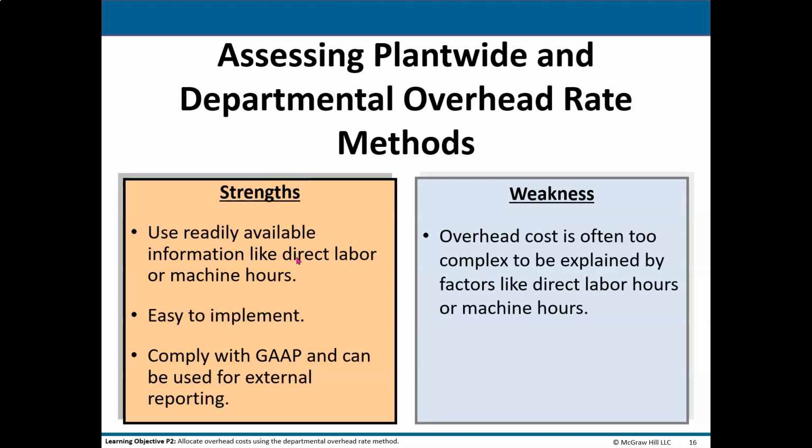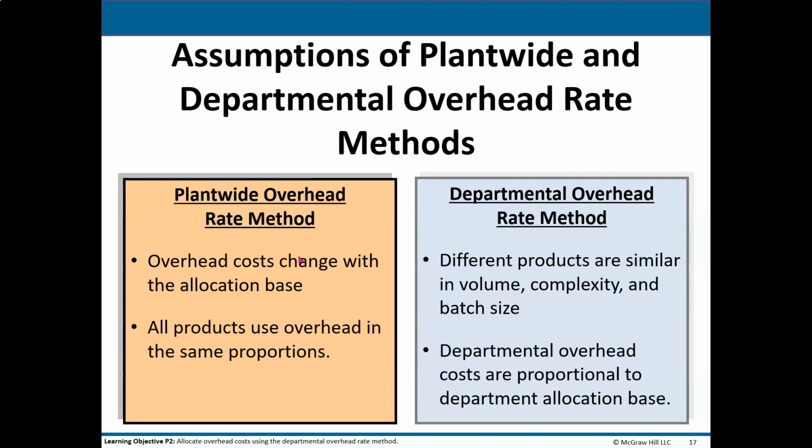What are some of the assumptions? Well, some of the assumptions are that with the plant-wide rate method, overhead costs change with the allocation base. So in other words, all products will use overhead in the same proportion. For companies with many different products or those with products that use overhead costs in different ways, the assumptions of the single plant-wide rate are not reasonable.